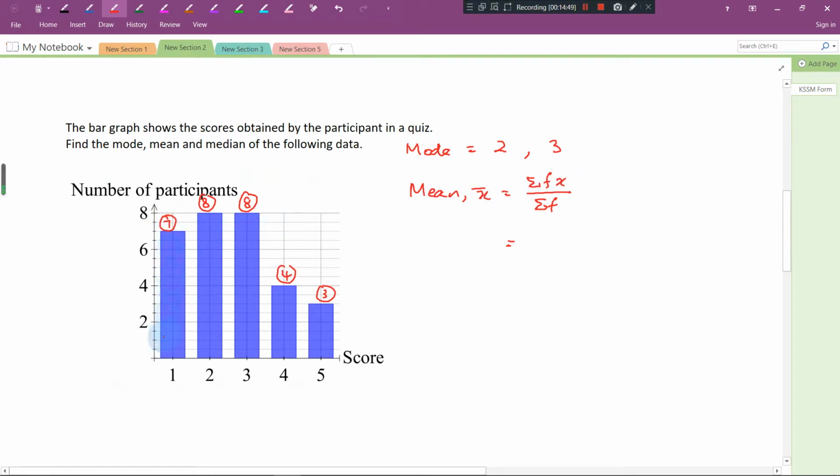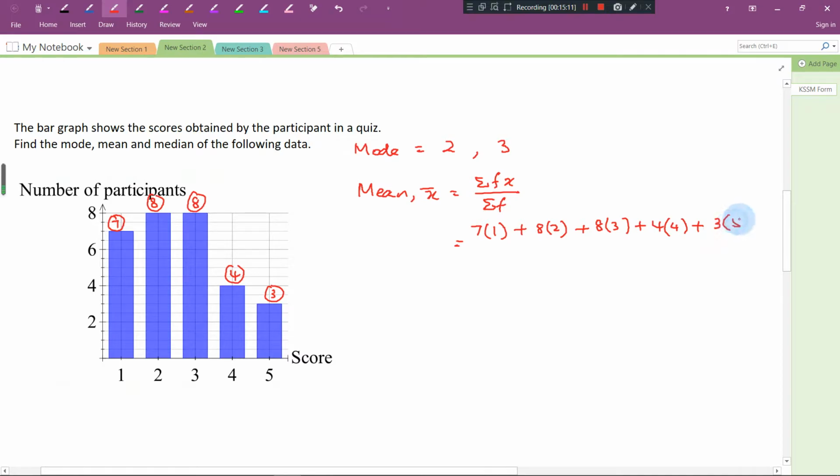7 is the frequency, the data is 1. So 7 times 1 plus frequency 8 times 2, plus 8 times 3, plus 4 times 4, and the last one is 3 times 5, divided by the total frequency, 7 plus 8 plus 8 plus 4 plus 3. Okay, then we can use the calculator to help us get the answers.